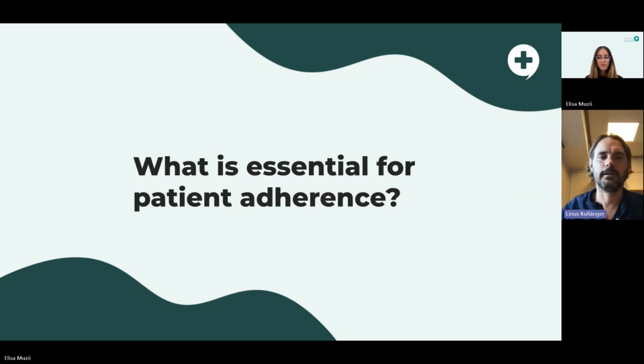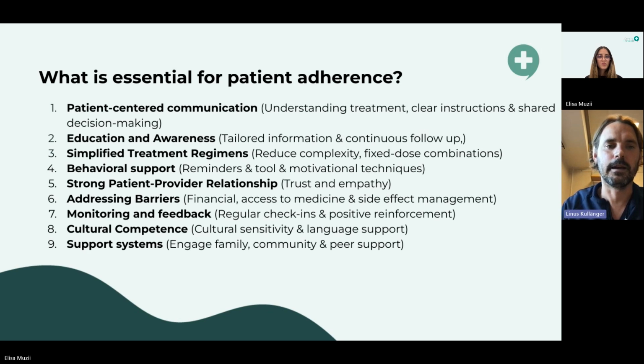So what is essential for patient adherence? Here we can take the next slide immediately. You can have different examples of this, but I made a list of a few examples of what's essential for patient adherence. And this is just some of them, but first of all, to get good patient adherence, you need patient-centered communication. The patient needs to understand the treatment that they are given. They need to understand why they're taking it.